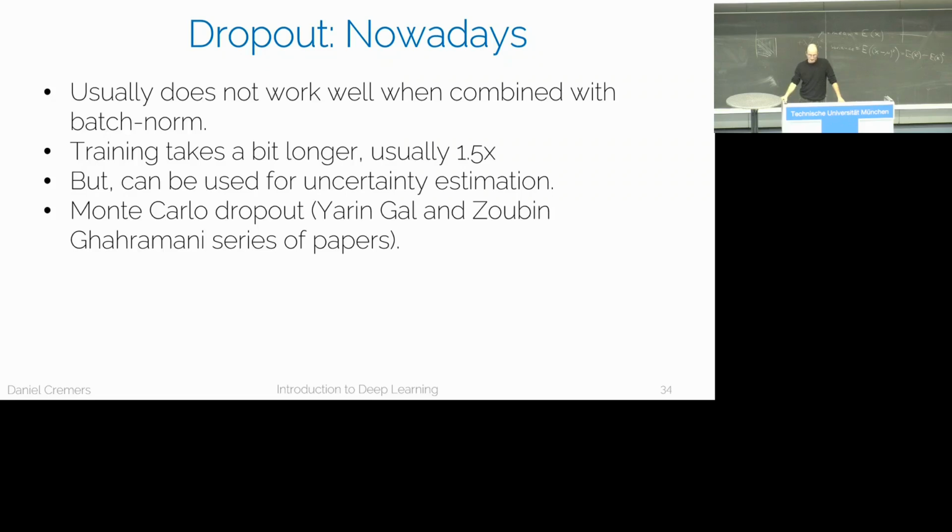The other issue is that the training takes longer. Typically it takes about 1.5 times more training time if you use dropout. What's nice though is that dropout, since it mimics an ensemble of networks, allows you to infer a notion of uncertainty. And this is very important and has been a big challenge in deep learning for many years.